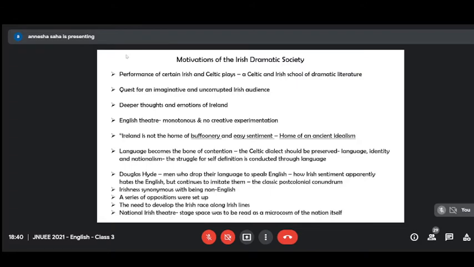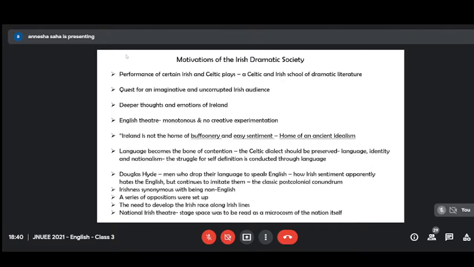And he says that we need to develop the Irish race, the Irish civilization, along Irish lines without any external influence from the English nation. And therefore, with all of these ideas simmering, what this led to was the establishment of the National Irish Theatre. The stage space, the performances that would be conducted, would be representative of the nation itself. So the stage space was to be read as a microcosm of the nation itself.